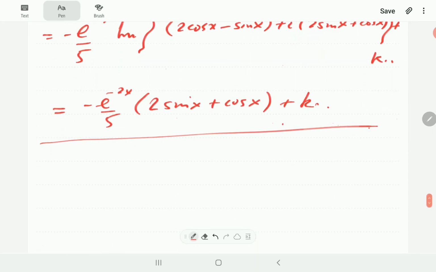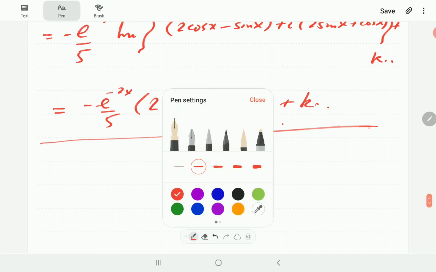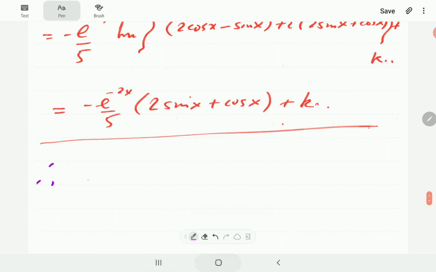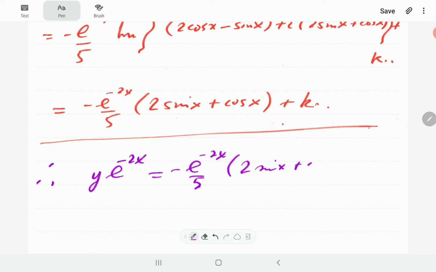So therefore we have y e to the minus 2x is equal to negative e to the minus 2x over 5 times 2 sine x plus cos x plus k.